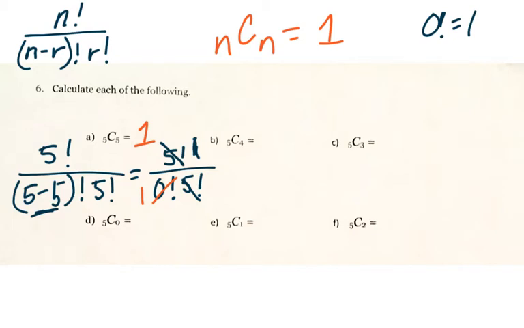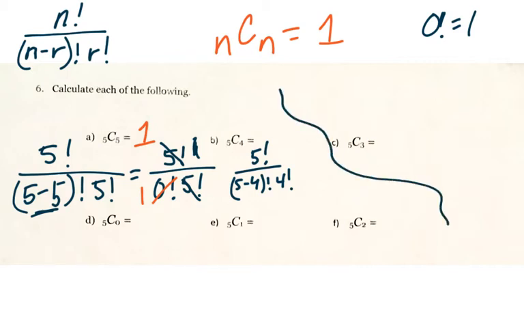Let's look at the second one and put in the values, and then we'll solve it together. Order of operations tells us that 5 minus 4 is what we're going to do first. So that's going to be 1 factorial. And then in the top, we have a 5 factorial, and in the bottom, we have a 4 factorial.